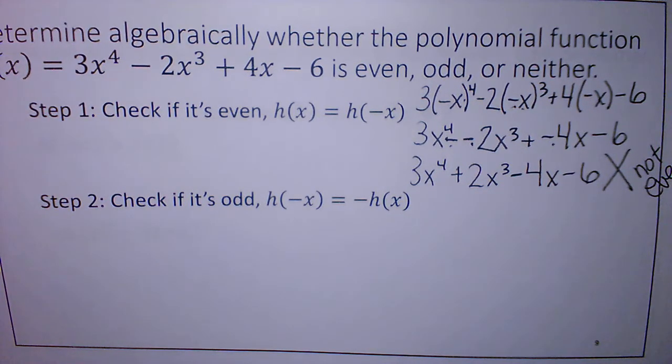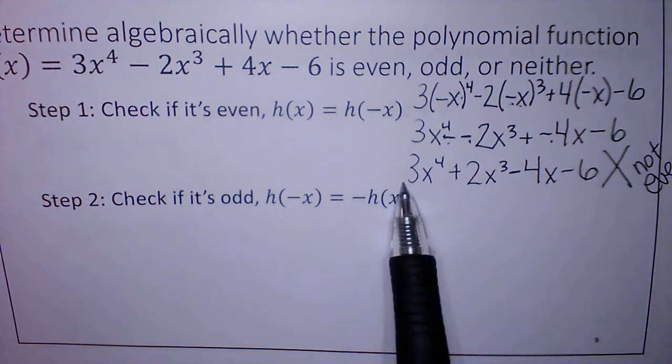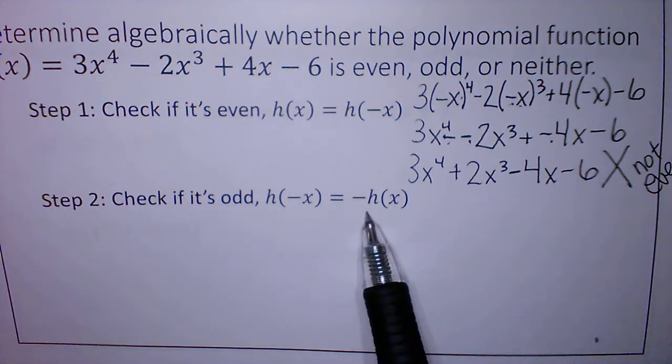It still could be odd, so we are going to check and make sure that it's, or to see whether it's odd or not. It doesn't have to be, it can be neither, that's an option. And the way we check if it's odd is a lot easier. So we're just going to take whatever answer we got here and throw a negative in front.